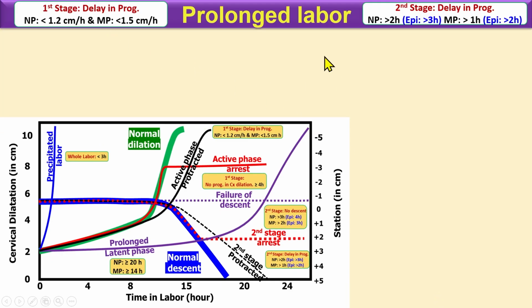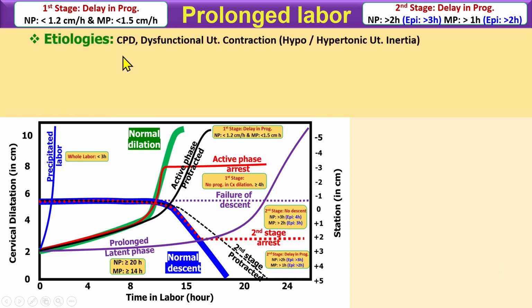Now look at prolonged labor, which is a delay in the progress. If there is less dilation, what is less dilation? It means less than 1.2 centimeter per hour dilation in the nullipara and 1.5 centimeter per hour dilation in the multipara. And in the second stage, if it's longer than 2 hours in the nullipara and longer than 1 hour in the multipara, this is considered prolonged labor. But in case of epidural anesthesia, you should consider 1 extra hour.